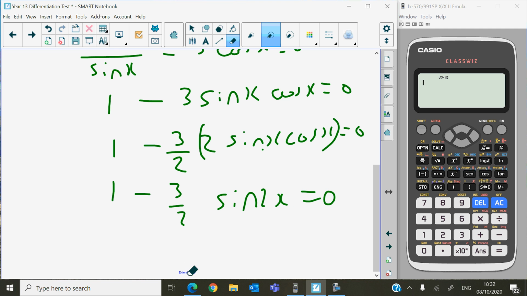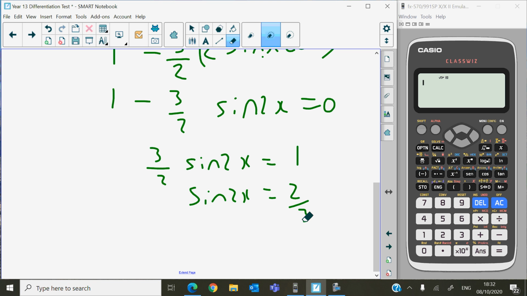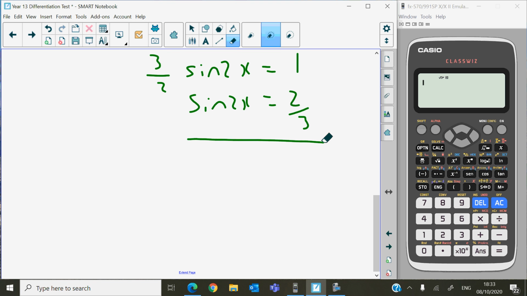Now I can start solving it, because I now know that I can move it to the other side and have 3 over 2 sine 2x is equal to 1. That would also mean that sine 2x, if I move the 3 over 2 to the other side, will be 2/3. I'd have to multiply by 2 and divide by 3. Well, that's great, because now nothing is beyond P2. We're solving the equation sine 2x is equal to 2/3.